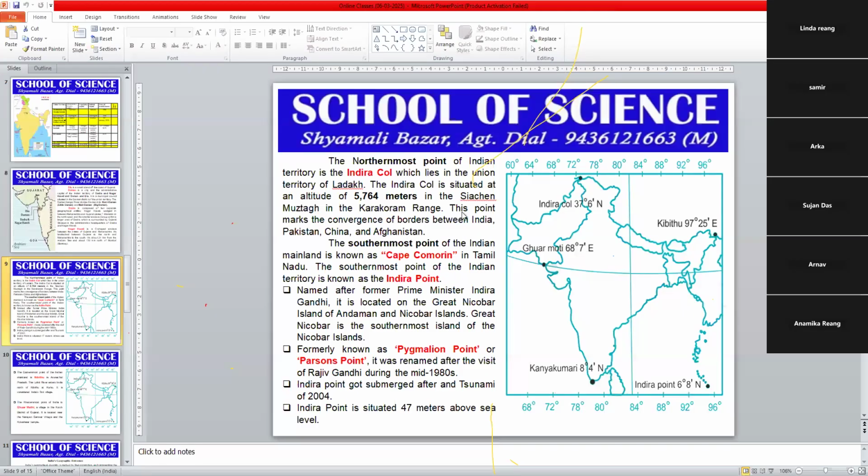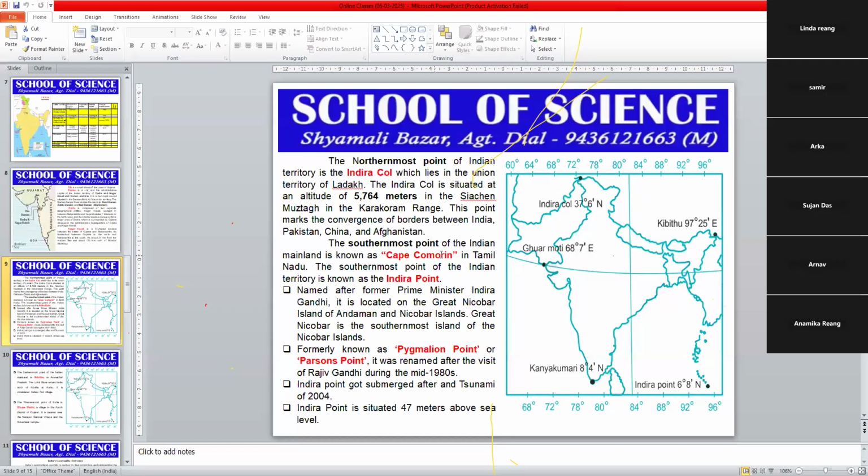So, I read it once again. The northernmost point of Indian territory is the Indira Col, which lies in the Union Territory of Ladakh. The Indira Col is situated at an altitude of 5,764 meters in the Siachen Muztagh in the Karakoram. This point marks the convergence of borders between India, Pakistan, China, and Afghanistan.